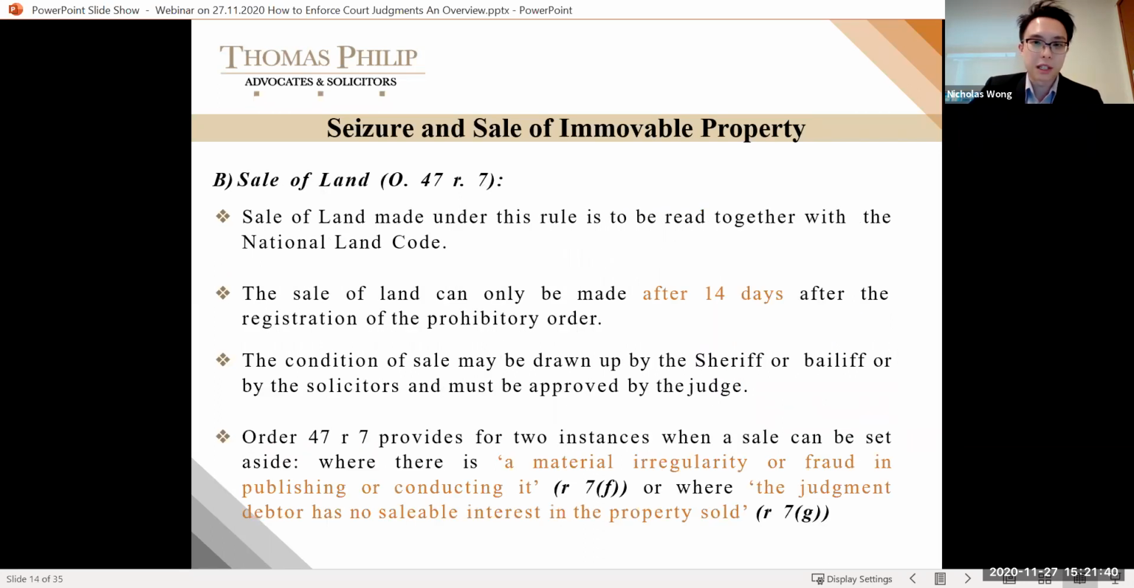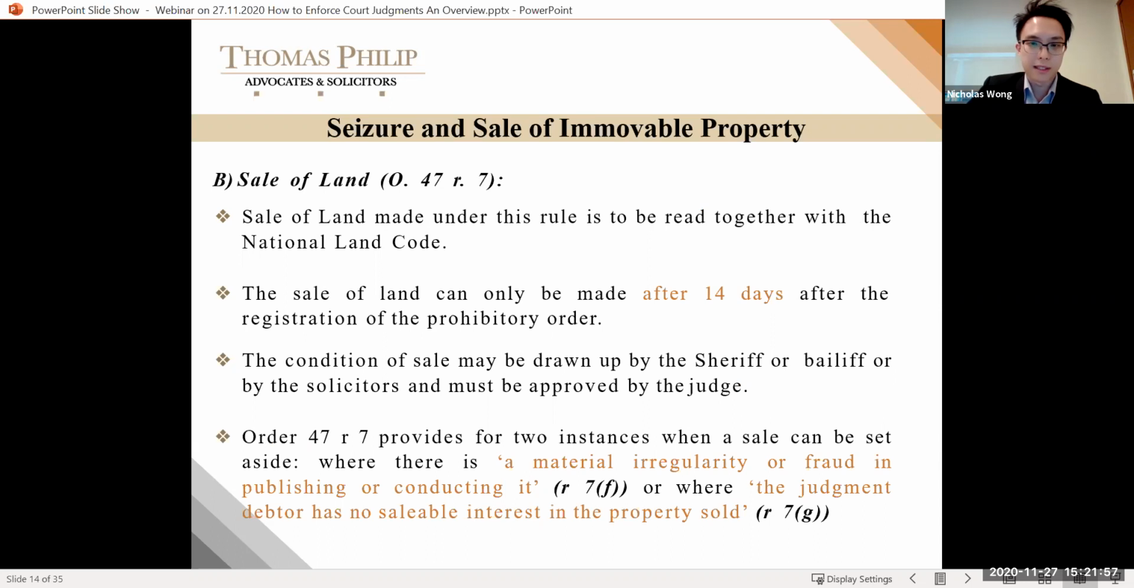Now, after you've prohibited the dealings on the land, what do you do? You get a sale of land, right? It can only be made after 14 days after you register the prohibitory order. So the conditions of sale and all that, those are the formalities that will be drawn up by the bailiff or by your lawyers as well.